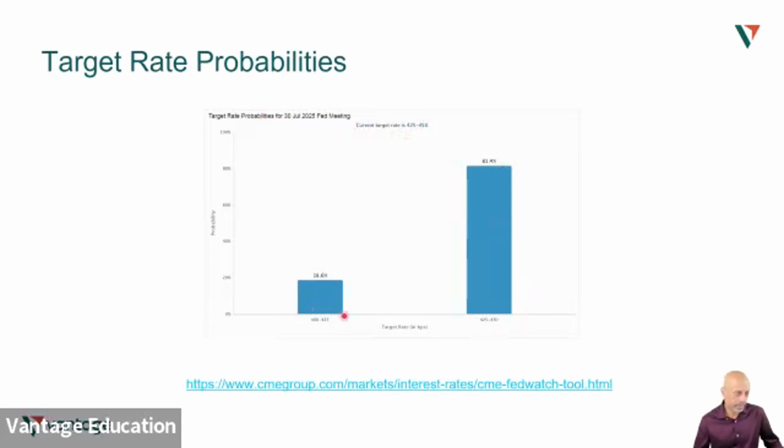However, there is a rising probability, now standing at 18.6%, that the Fed will make a 25 basis point reduction. Keep an eye on this website here because these probabilities are updated quite regularly. I believe it might be on a daily basis, if not, it might be on a weekly basis. So at least it gives us a sense of what the Fed is expected to do going into each meeting. So if you head on over to this website, you can look at the current target rate probabilities for July's meeting as well as for subsequent meetings.